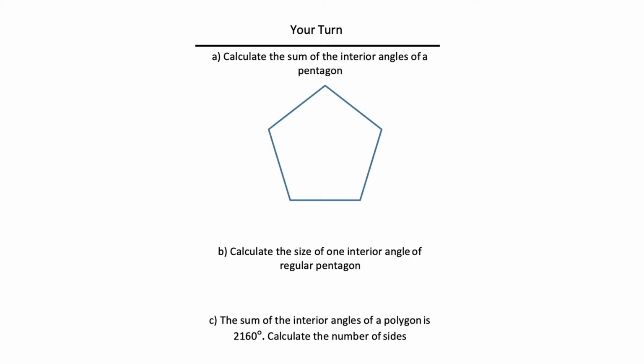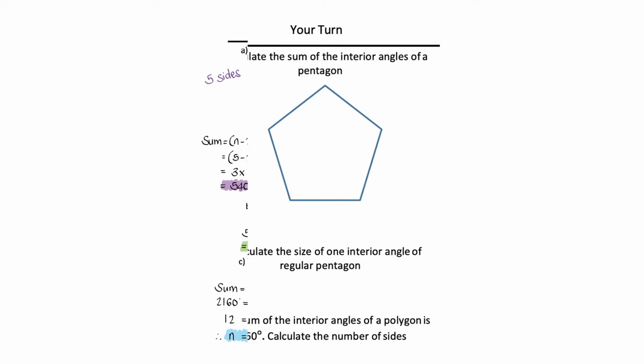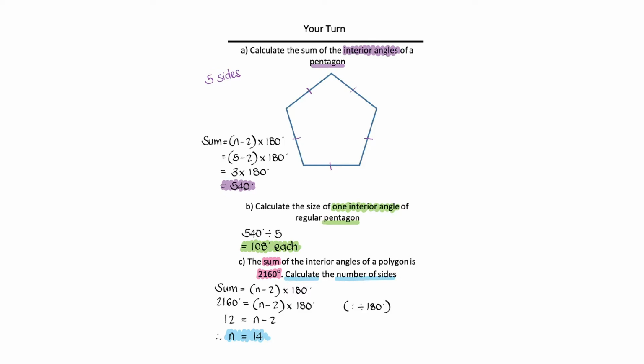Alright, now that you've done the your turn section, you can see that you're working with a pentagon, 5 sides. Your sum of your interior angles should have come to 540 degrees. Each angle is equal to 108 degrees. And question number C, the sum of the interior angles is 2160. Calculate the number of sides, and you should get an answer of 14.